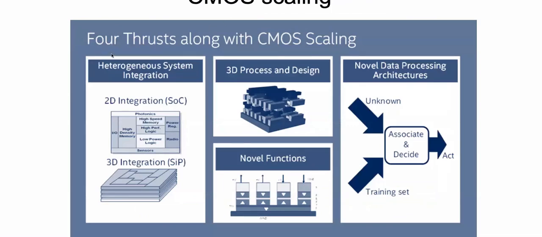So, CMOS scaling, there are 4 thrusts today, which affect the future. One is the heterogeneous system integration, the 2D integration of system on a chip, and the 3D integration of silicon on a package or system in a package. We have the 3D process and design, which is coming soon. Then you have novel functions, like novel devices. And then we also have novel data processing architecture. Not just a von Neumann machine. I'm going to show later some new innovations, maybe different types of machines.